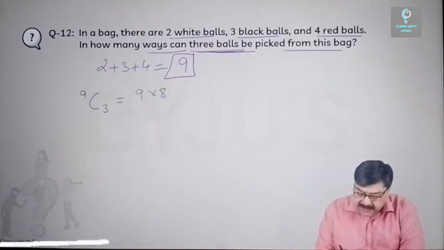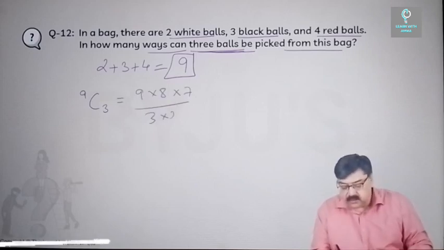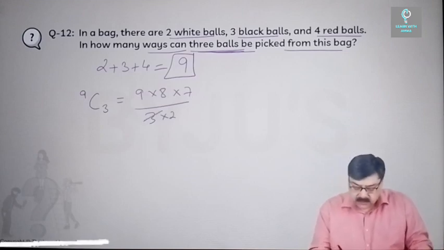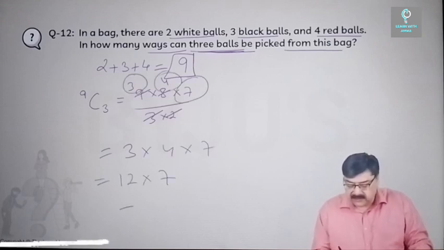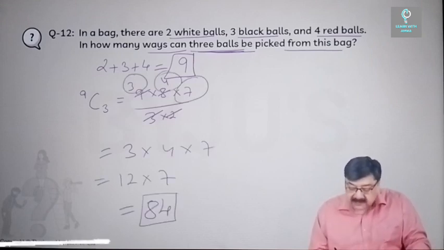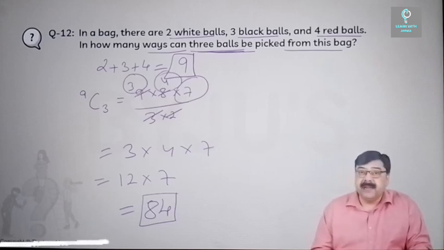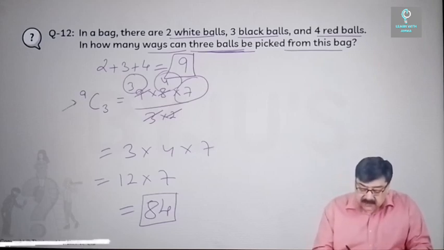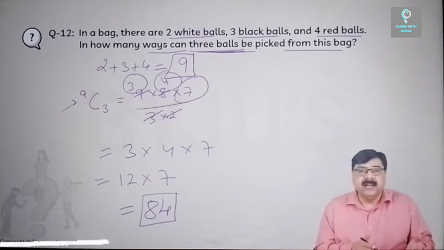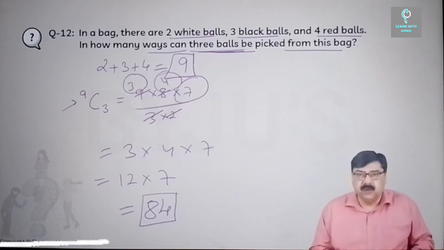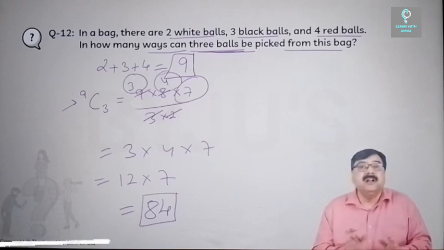So 9 into 8 into 7 by 3 into 2 into 1, you need not do all of it. So 3 into 3 and 2 into 4. So what you get is 3 into 4 into 7. That is 12 into 7. So there are 84 ways in which 3 balls can be picked out of these 9 balls. And nowhere it is given that there should be 1 white, 1 red and 1 green or something like that. So color combination here is not important. You pick up any 3 balls from 9 balls. So do not confuse it with colors.